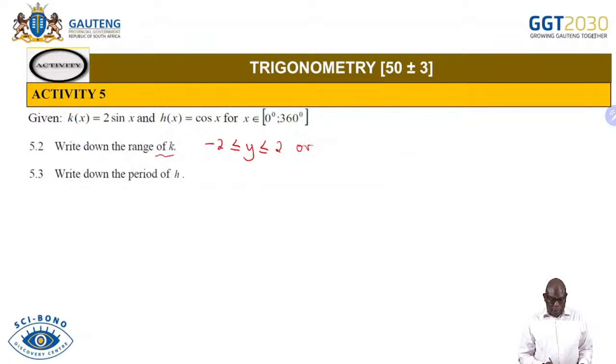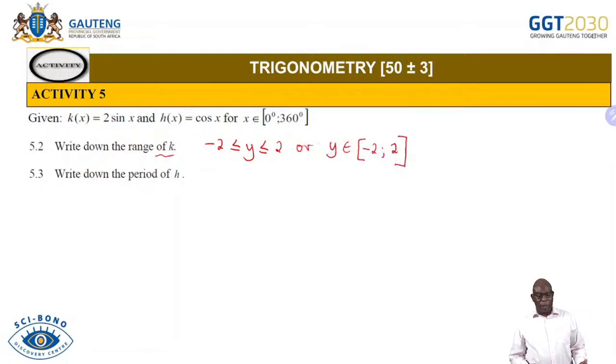Or I can write y is an element of square bracket -2, square bracket again 2. So square bracket means those two values are included because that part is also included.